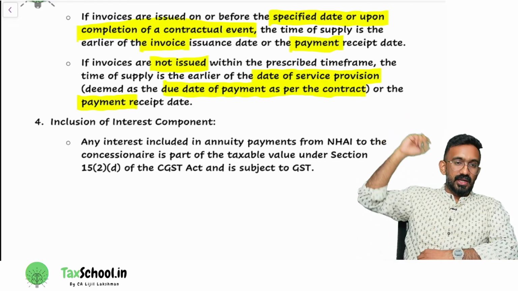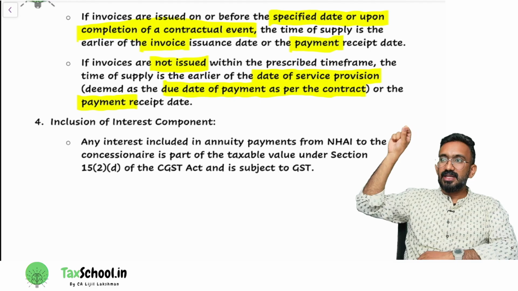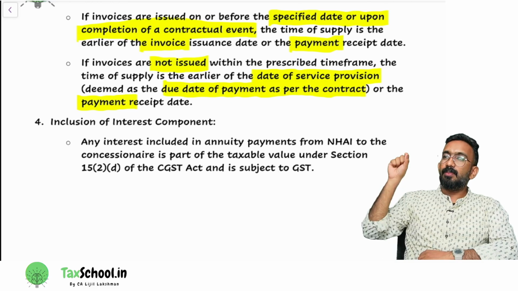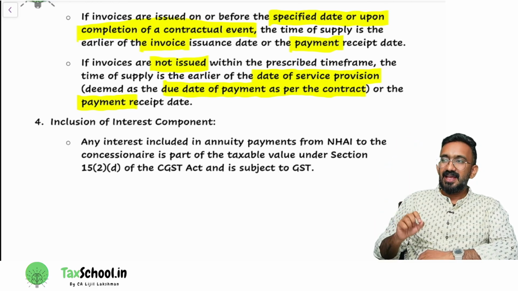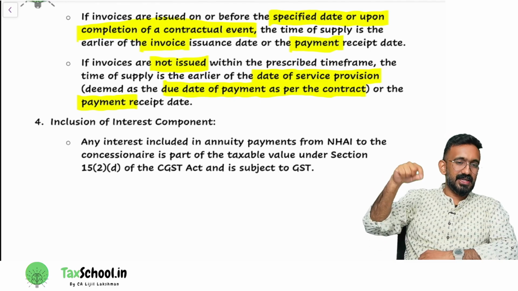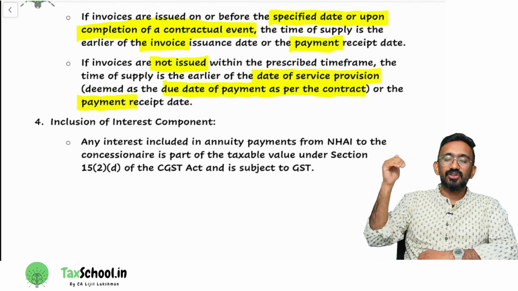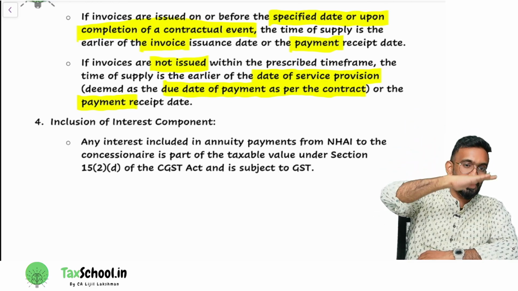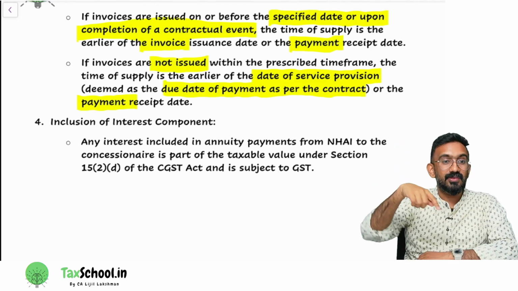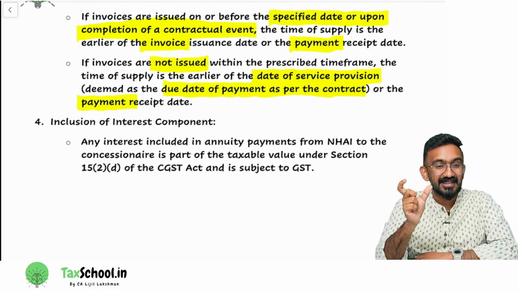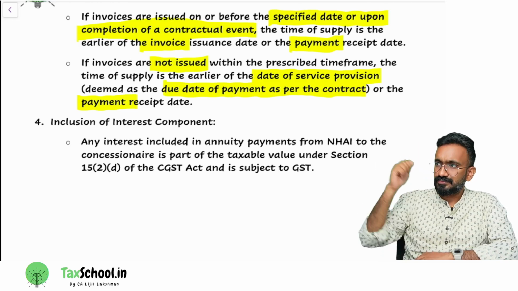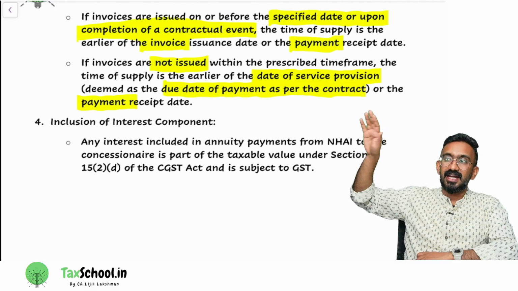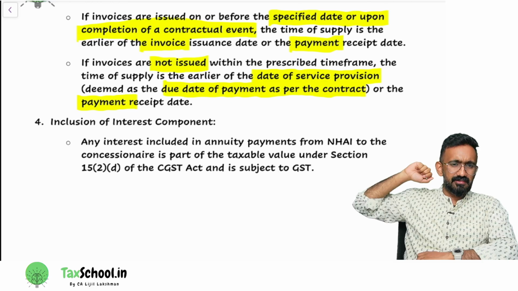So to determine time of supply, I have to look at whether invoices are issued on or before the specified date or upon completion of a contractual event. If the answer is yes, then the date of invoice and date of part payment, whichever is earlier, would be the time of supply. If the answer is yes, then invoice and payment. If the answer is no, then what should I take? Look at the second part here. If the invoices are not issued within the prescribed time frame, what is the prescribed time frame here?